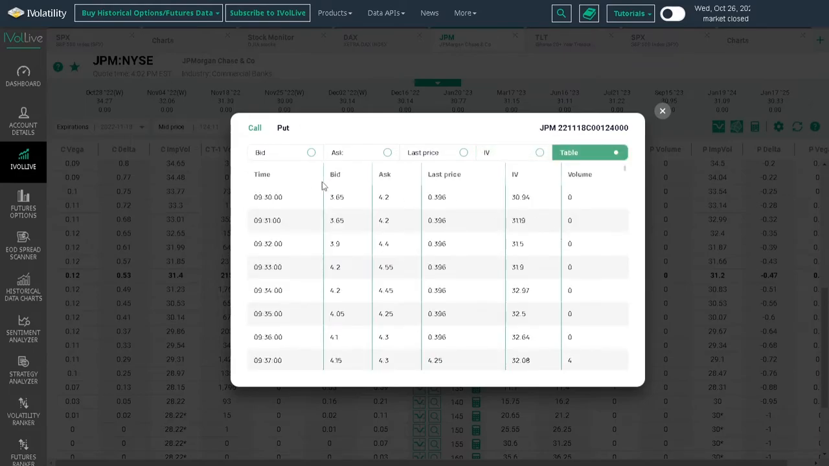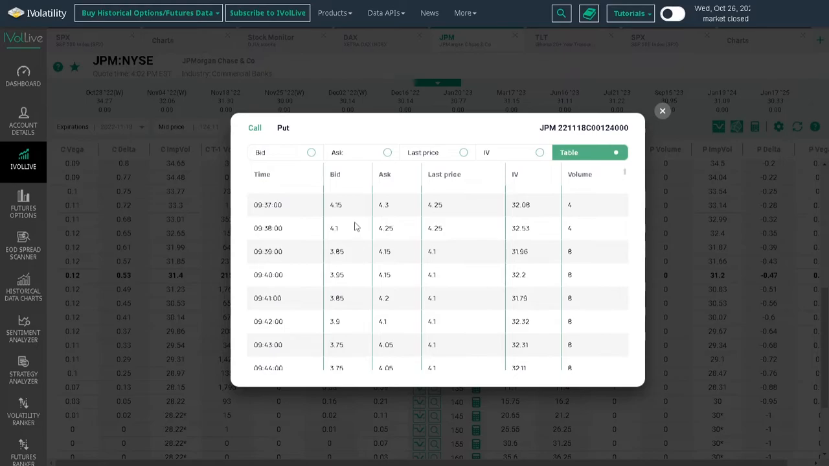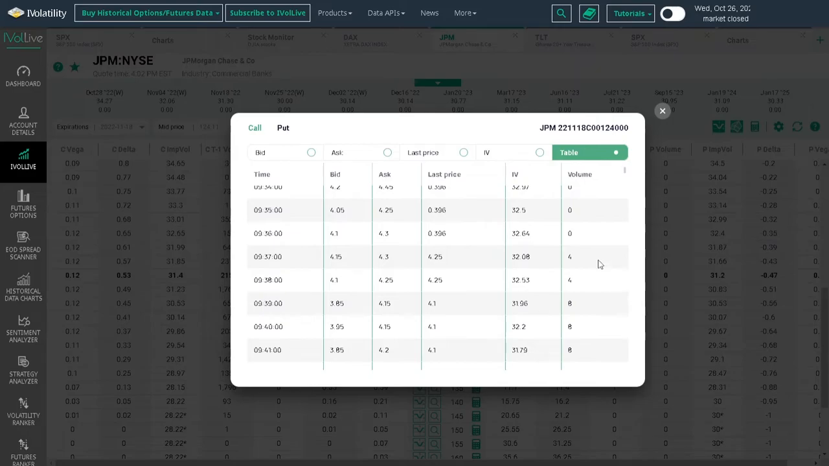Then we have the table, which shows bid, ask, last, IV, and volume. The table is going to be very interesting because it will help you find the direction of the volume that you see. For example, if we look at these 4 contracts, this is cumulative volume. Here we had 0 volume. Now we have 4 contracts.